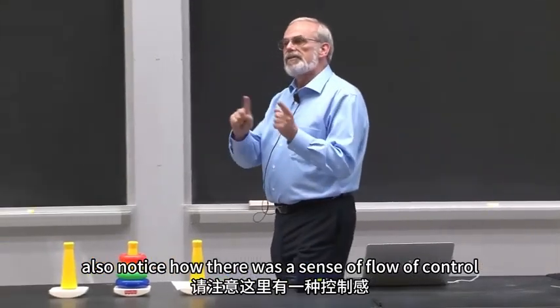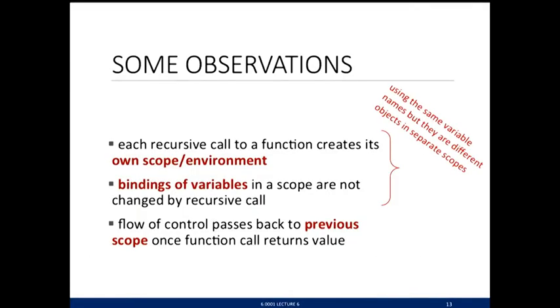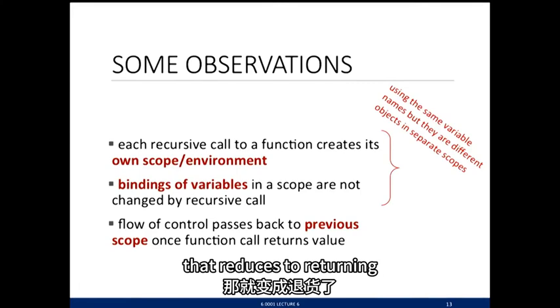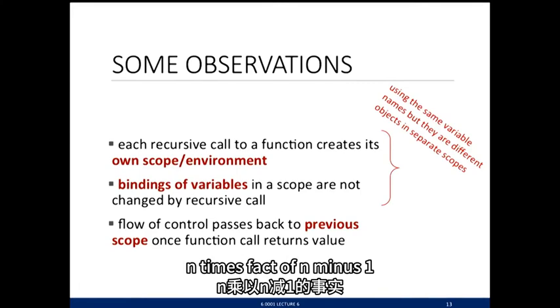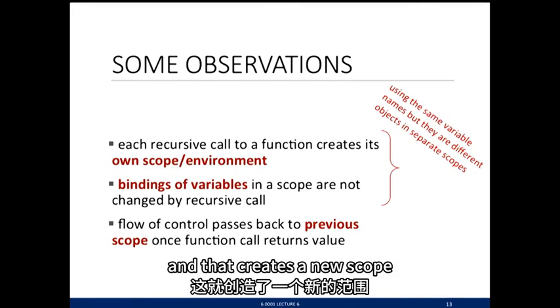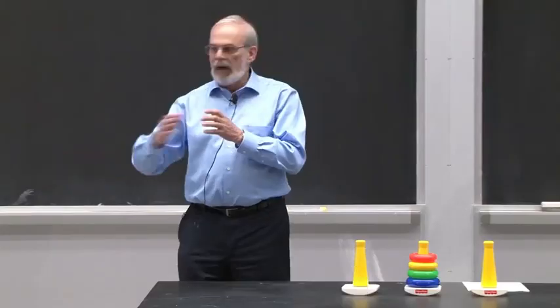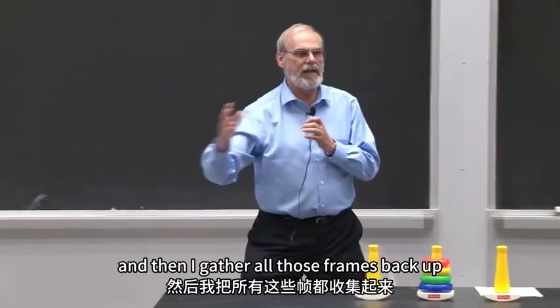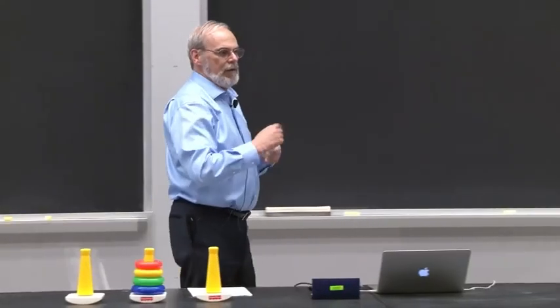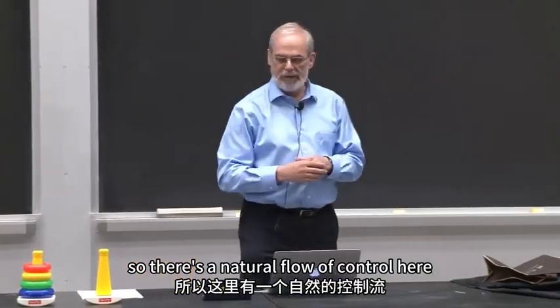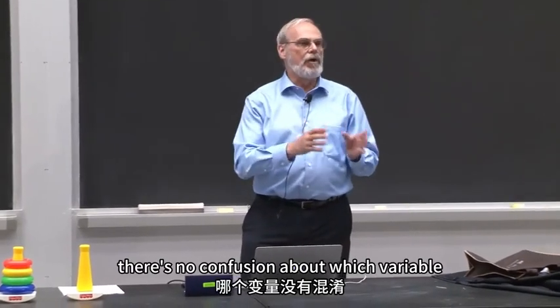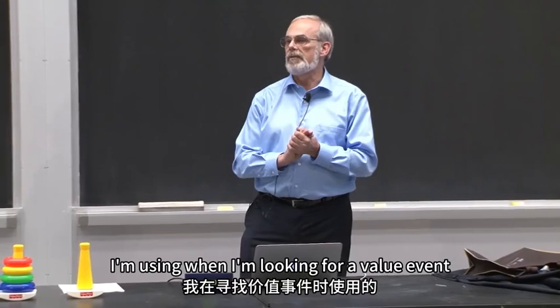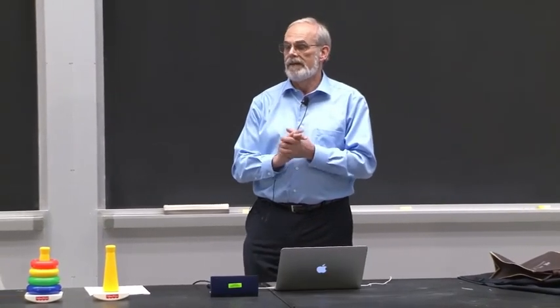Also notice how there was a sense of flow of control. Computing fact of something reduces to returning n times fact of n minus 1, and that creates a new scope. And that will simply keep unwinding until I get to something that can return a value, and then I gather all those frames back up. So there's a natural flow of control here, but most importantly, there's no confusion about which variable I'm using when I'm looking for a value of n.